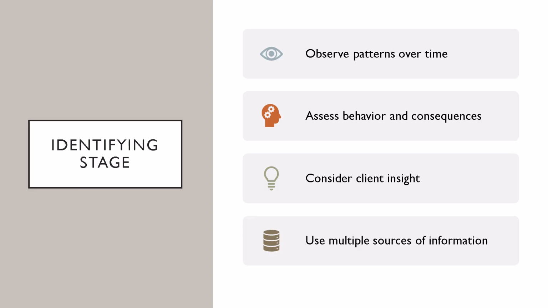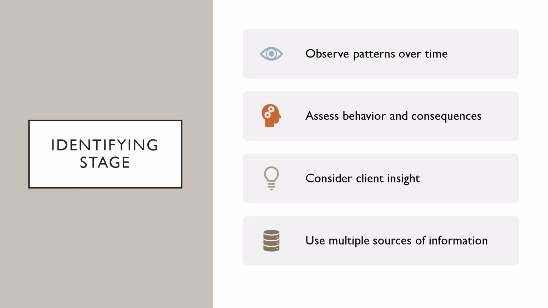So, identifying where a client is in the progression of addiction is one of your most important responsibilities as a counselor. This is going to require more than just listening to what the client's saying. We're observing patterns over time and considering multiple factors. So, we want to look at the frequency and the intensity of the use. What are the consequences that the client's experiencing? What's their level of insight into their behavior?